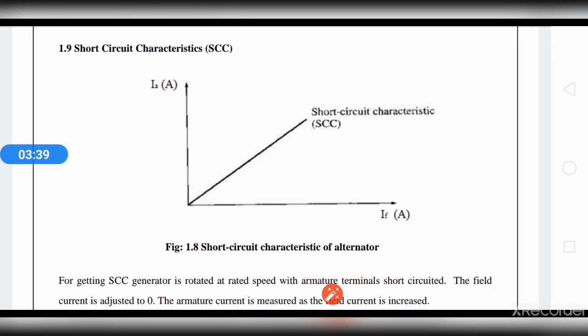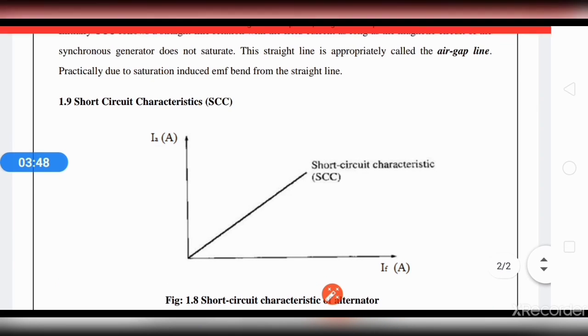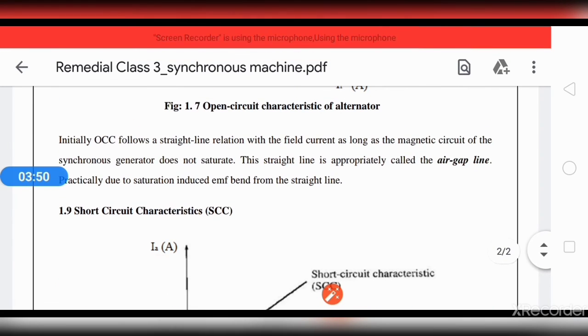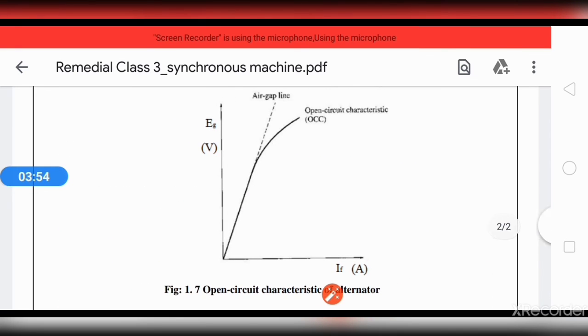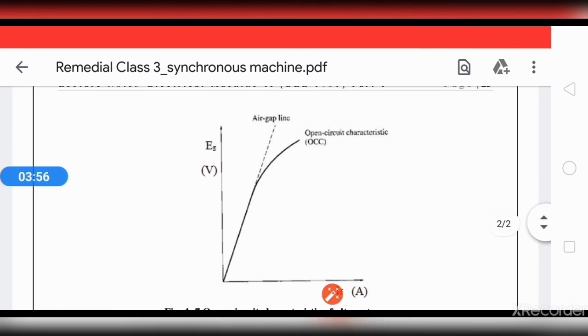Till now we have discussed both the characteristics, OCC and SCC. The OCC characteristic gives the internal characteristic of the alternator, and it is also a straight line in the initial stages, and after saturation, it becomes a bent shape curve. So this is all for this lecture. Thank you very much.